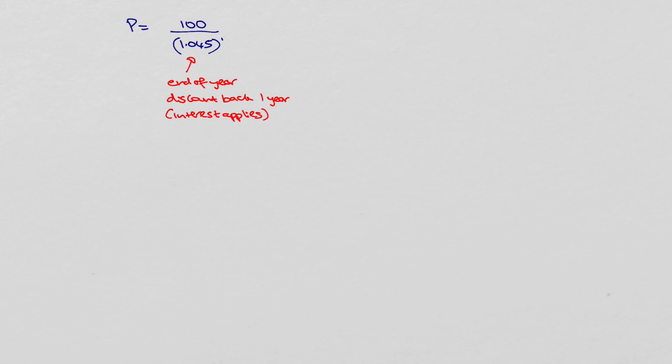Whereas if it went in at the start of the year, then that would be to the power of 0 because it wouldn't have earned interest. The second payout is €100, which means it would have to be discounted back 2 years. And so on, all the way till we get to our last payout, which has to be discounted back by 10 years. So this is the last one.